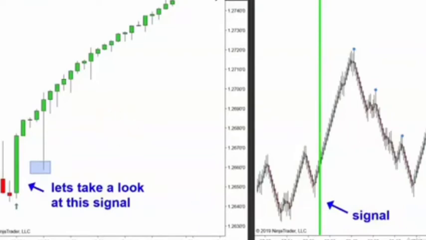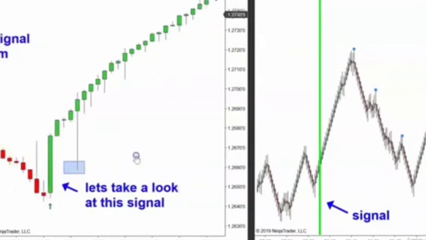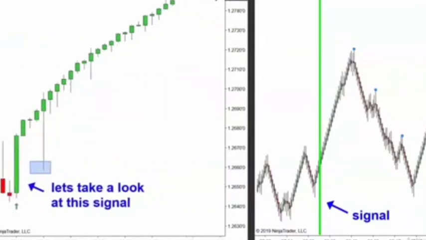For those of you that are new, you probably may want to write this down. All right, go ahead and write this down. When you get a signal bar, in this case, this is a long signal bar. I hope that's obvious to you guys because it's the first green bar after a string of red bars, right? That's your long signal.